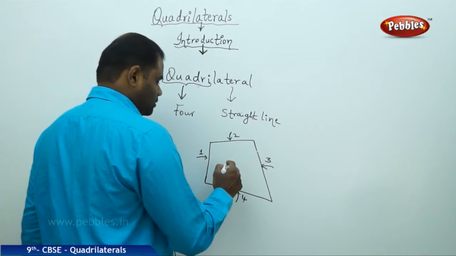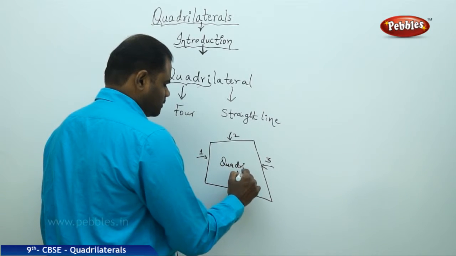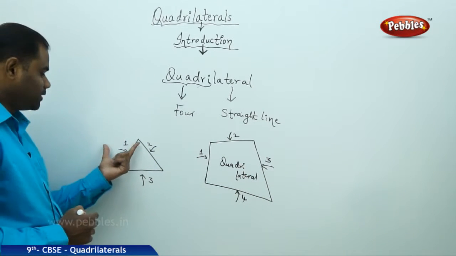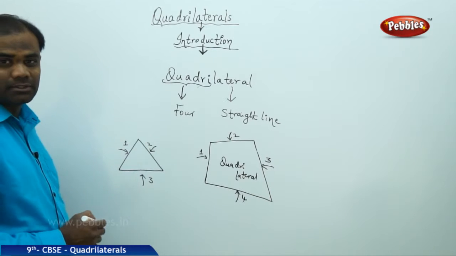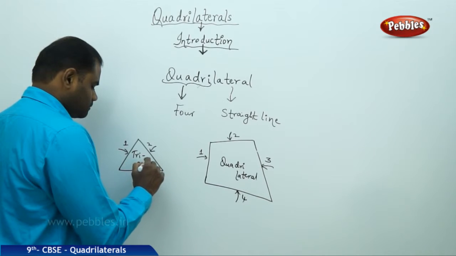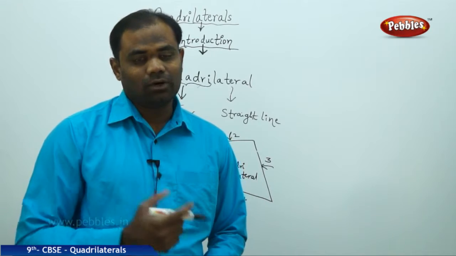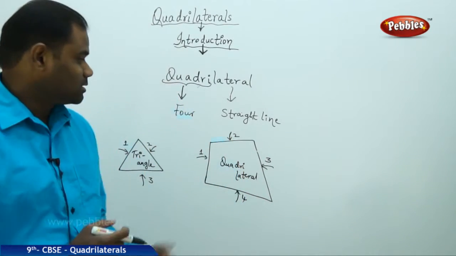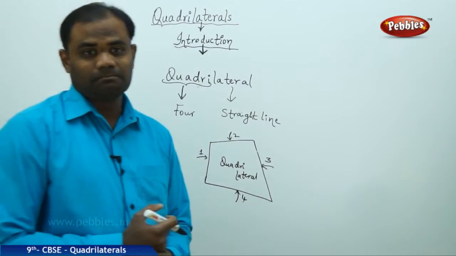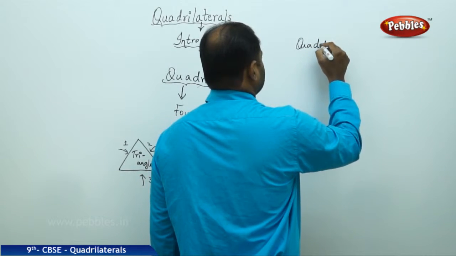So here this is called a quadrilateral. And of course, a closed region formed by three lines is called a triangle. Triangle and quadrilateral are named through the number of sides, or the number of straight lines which join to form a closed figure. Therefore, I define quadrilateral.